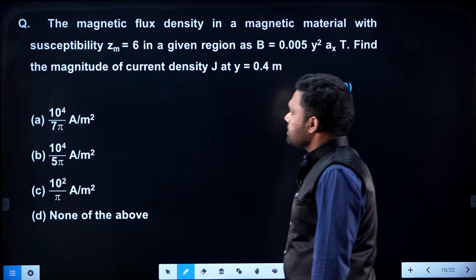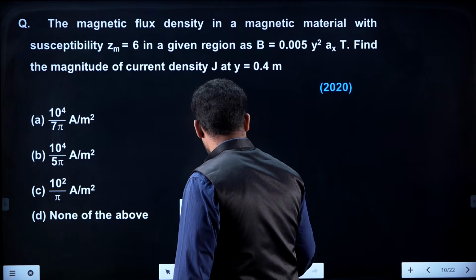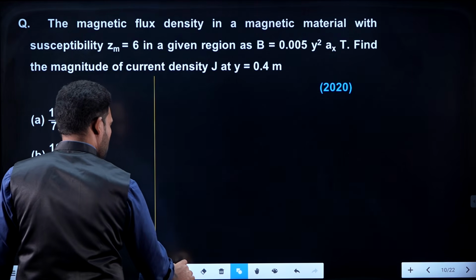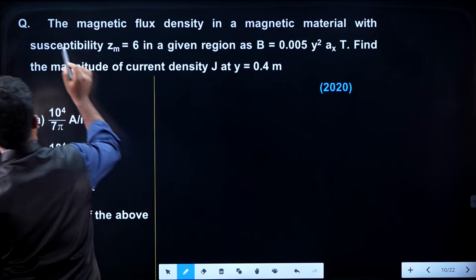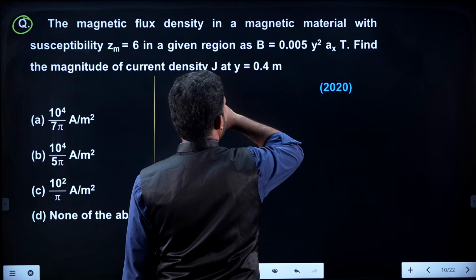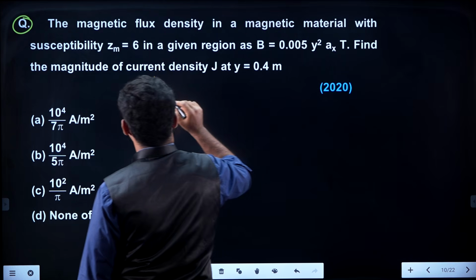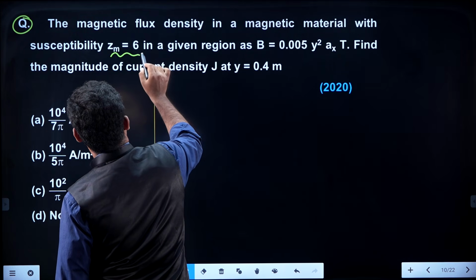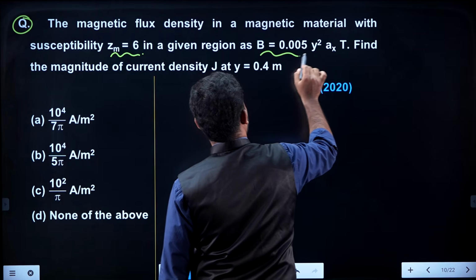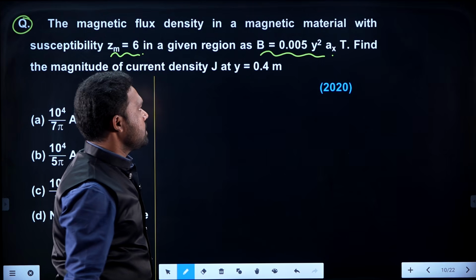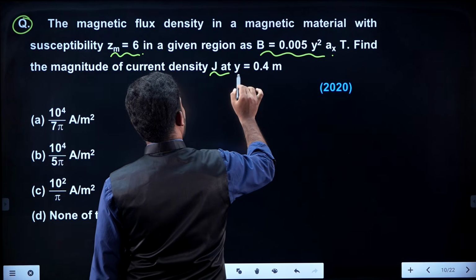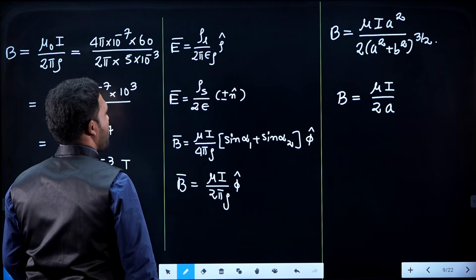Here is one more question. The magnetic flux density in a magnetic material with susceptibility chi m equal to 6 in a given region is B equal to 0.005 y square x cap Tesla. Find the magnitude of the current density J at y is equal to 0.4 meters.